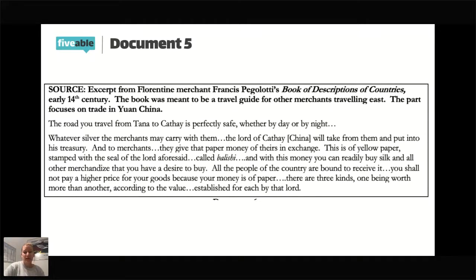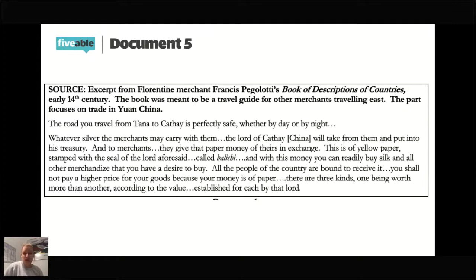So this one seems like pretty straightforward, just kind of a description, but think closely on what's most important: historical situation, intended audience, purpose, or point of view. I think with a short one like this, you kind of work with what you got. So the 2 things that stand out, we have the purpose written in the source line. This book was meant to be a travel guide for other merchants traveling east.